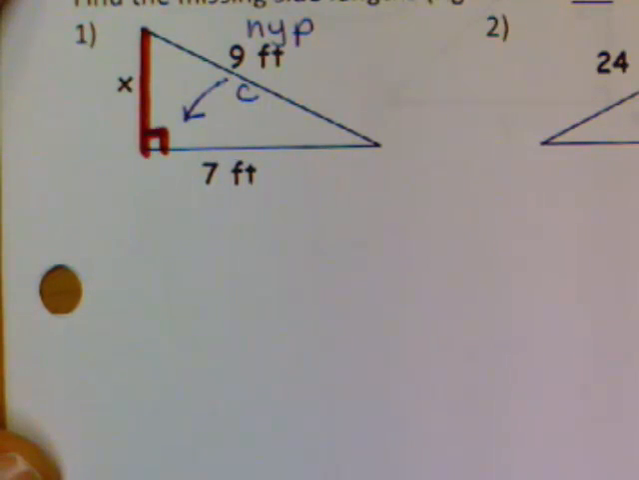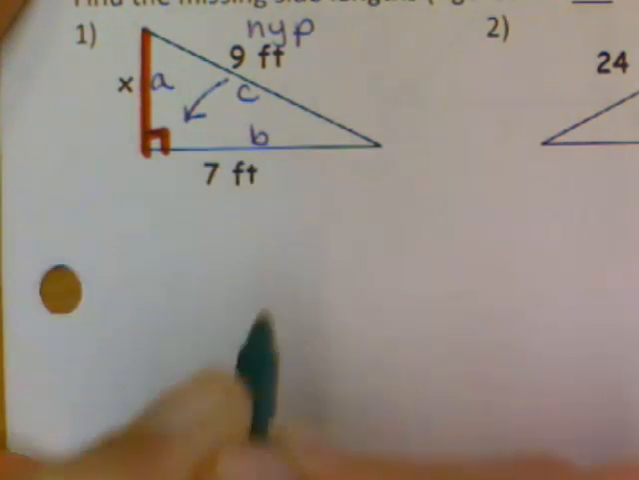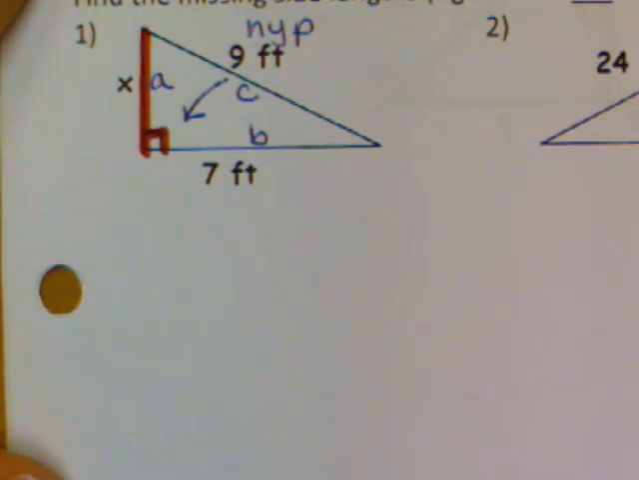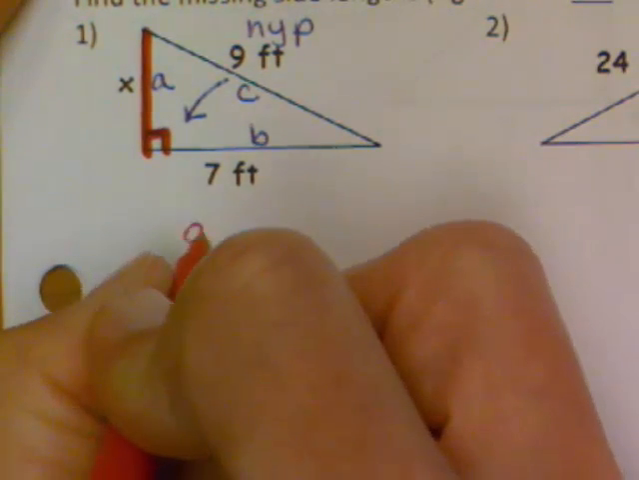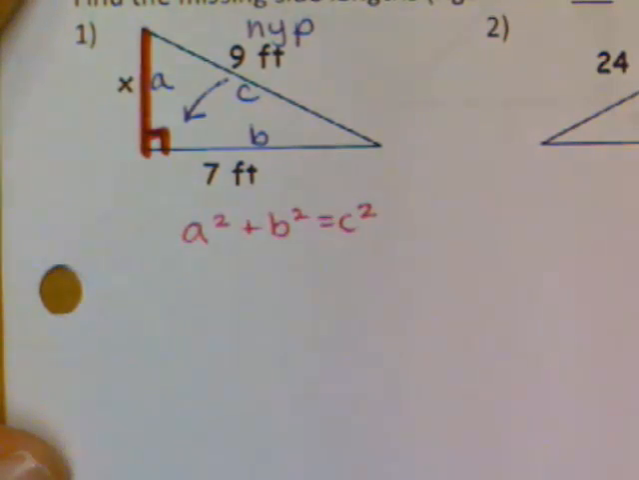Then the other two side lengths don't matter. We don't care which one is A or B because they're being added, and addition is commutative, meaning it can go in either order. So we can make this side A and this B, or we can reverse that. That's up to you. So remember, we have that relationship, A squared plus B squared equals C squared.